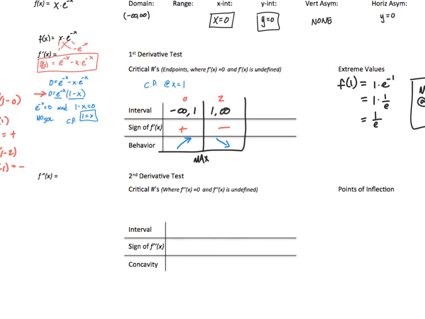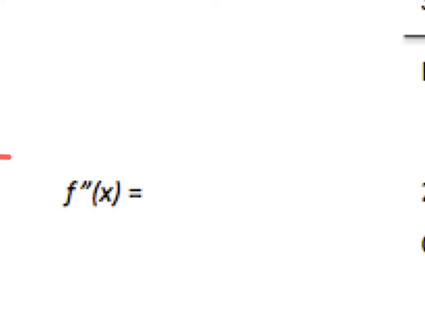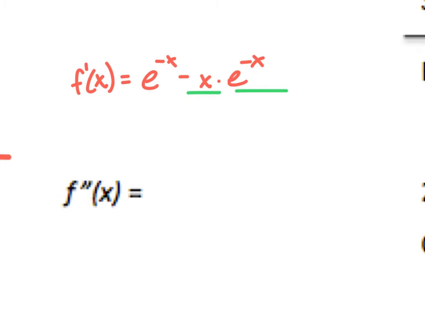Okay, let's go ahead and do our second derivative. And the one thing I want to do here is write out what our first derivative was. So I'm going to write f prime of x was e to the negative x minus x times e to the negative x. Okay, so if I wanted to find my second derivative, I know I'm going to have to do product rule here. So I'm going to do that first. I'm going to take the derivatives of each of these.